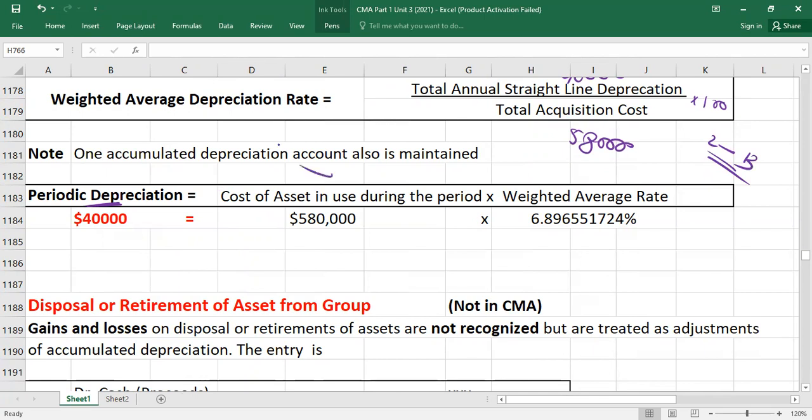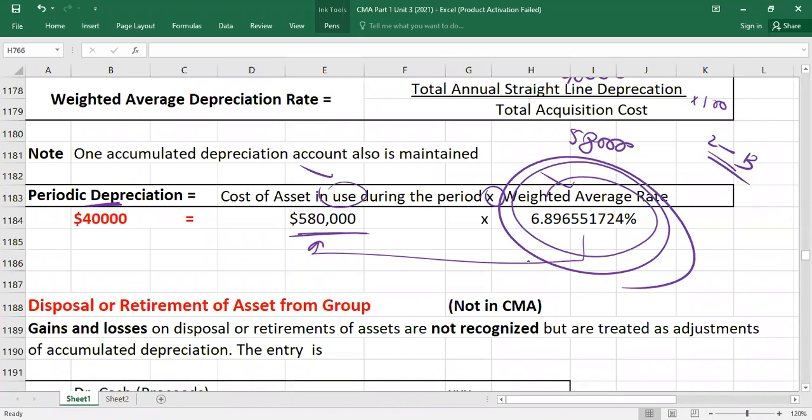It is equal to the cost of assets which are in use, not idle. I'm assuming all assets are in use. Multiply by what? The weighted average rate. The cost of assets is 580,000, the original cost. It's not the depreciable base. It is a cost, because when you apply a percentage in straight line, you have to apply it on cost. Ignore the residual value, okay? Because residual value is adjusted automatically in the calculation of the depreciation percentage.